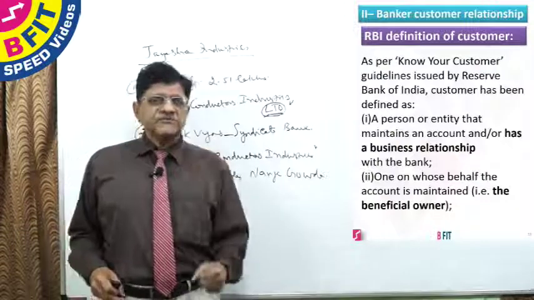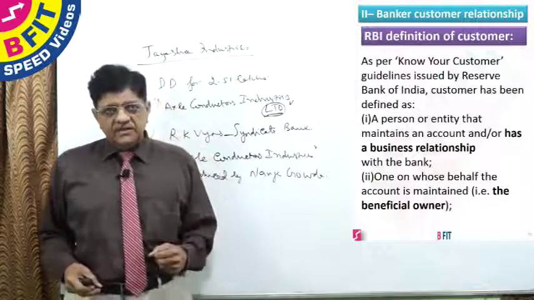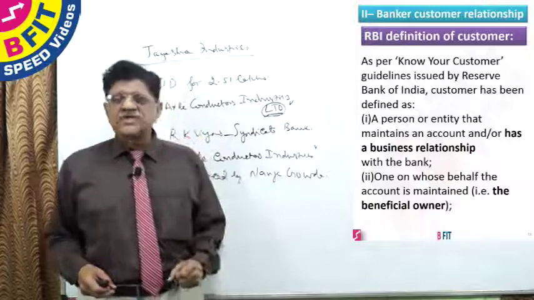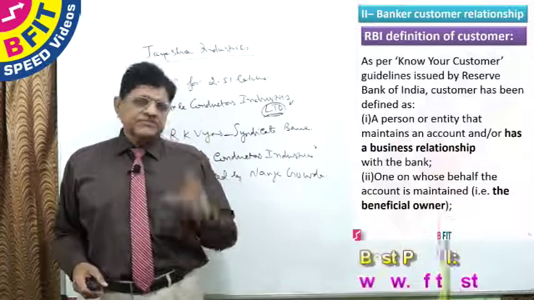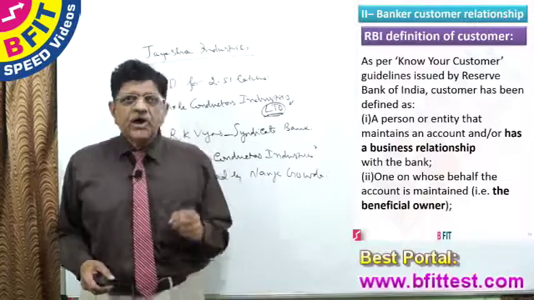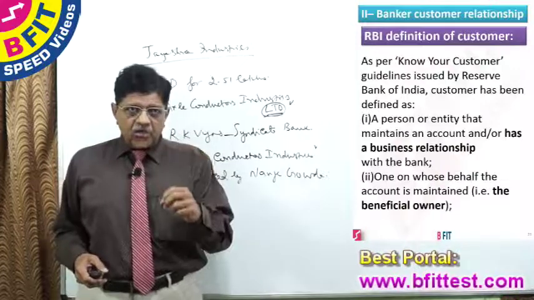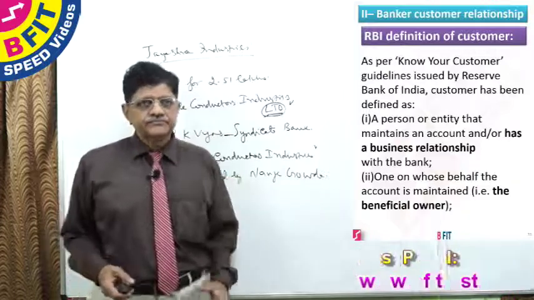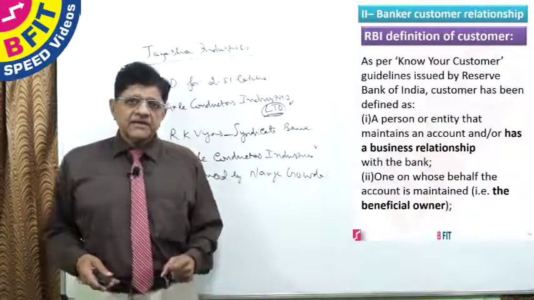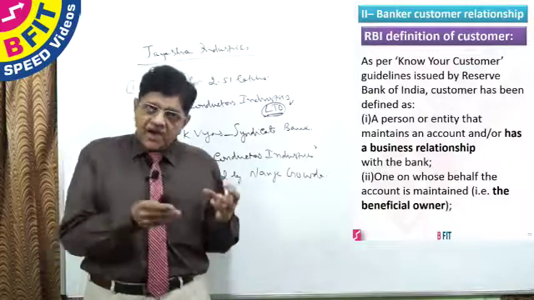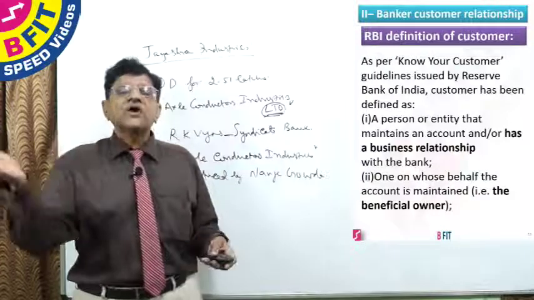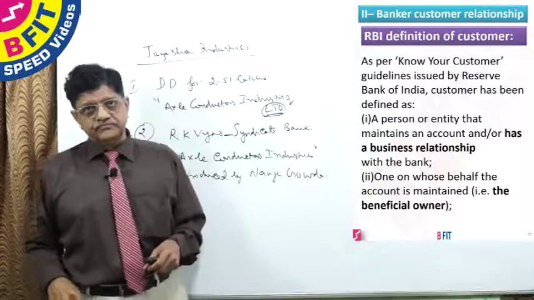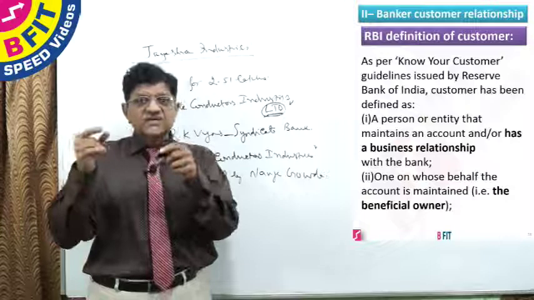Now the first aspect of the definition given by the Reserve Bank of India under KYC norms in 2002 is a person or entity that maintains an account or has a business relationship. Who is a customer? A customer has an account, and he need not even have an account. It is sufficient he has a business relationship. Even that fellow is included as a customer.